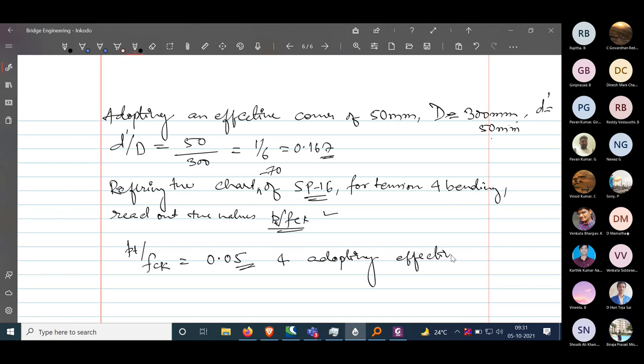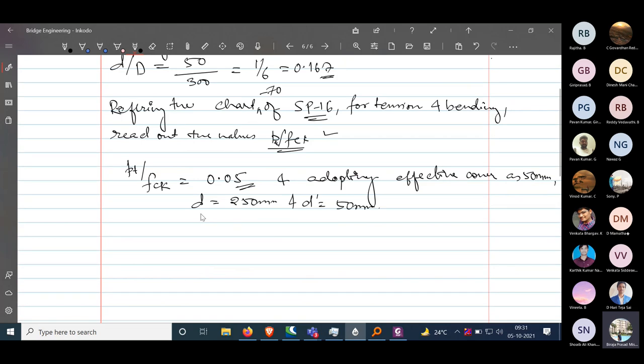Cover as 50 mm. So D becomes 250 mm and D dash equals 50. Okay, so PT we can say is 100 AST by BD. So the area of reinforcement, that is 0.05.